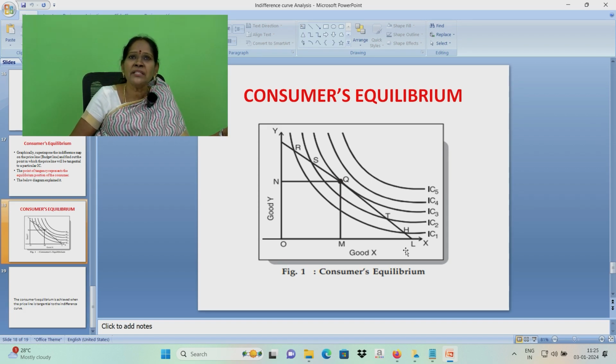In the same way, you cannot select the points R, S, T, H. Why? If you select point Q only, it is the tangent point. The budget line is tangent to indifference curve 3. You cannot select R and S because these two points lie on indifference curves 1 and 2. We already know that the higher the indifference curve, the higher the level of satisfaction. So the tangency point of the budget line and the indifference curve lies only on indifference curve 3, that is point Q. That is the reason why we are not in a position to select points R, H, T and S, because they lie on IC1 and IC2.